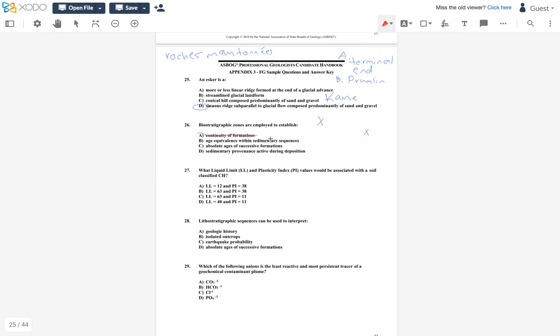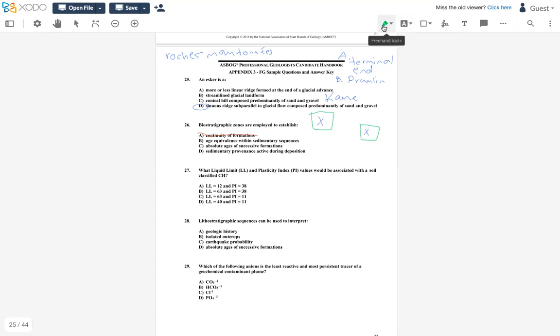Age equivalence within sedimentary sequences. What I'm thinking with this is, we can say, oh, this is from the Ordovician. So this is, I don't know, green. And oh, this is also green, also Ordovician in age. And so we can tell that these units are equivalent in age because of the fossils that they have in them. That seems like a pretty good answer choice, but let's knock out the last two just to make sure.